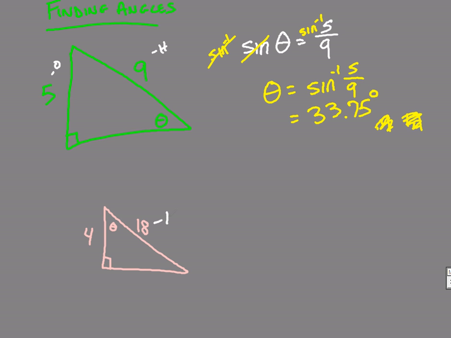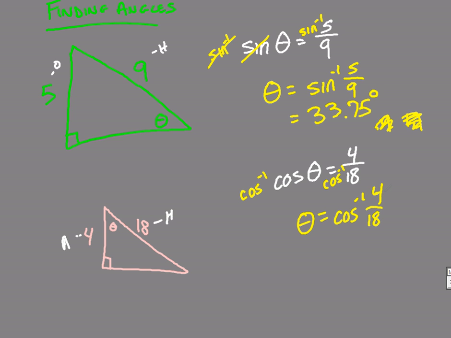Same here, I have a hypotenuse. This one is next to the angle, so it's adjacent. So I'm going to be doing cosine here. Cosine of my angle is equal to adjacent over hypotenuse. Again, I get rid of it by doing the inverse trig function, so cosine inverse. And when I do that, I should get a theta equaling cosine inverse of 4 over 18, which I'll plug into my calculator, and I should get 77.16 degrees.